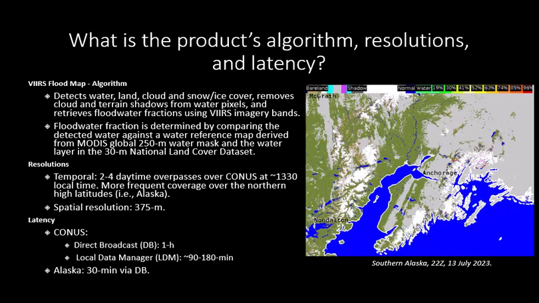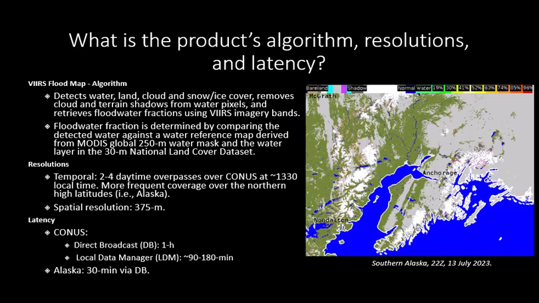Can you tell me more about the product itself? Yes. The VIIRS Flood Map algorithm detects water, land, cloud, and snow and ice cover, removes cloud and terrain shadows from water pixels, and retrieves floodwater fractions using VIIRS imagery bands. The floodwater is determined by comparing the detected water against a water reference map that is derived from the MODIS Global 250-meter water mask and water layer in the 30-meter National Land Cover Dataset.